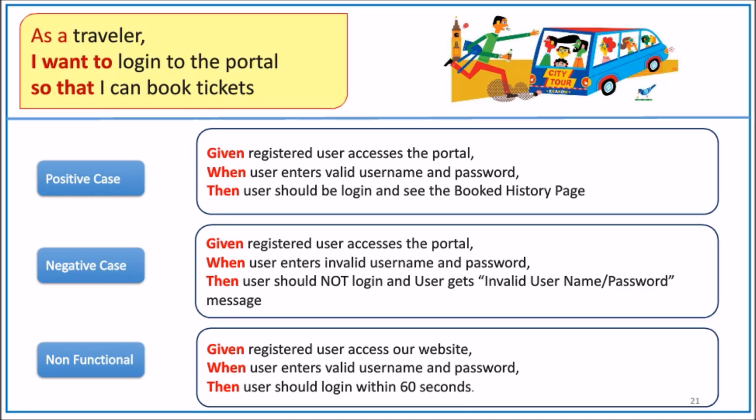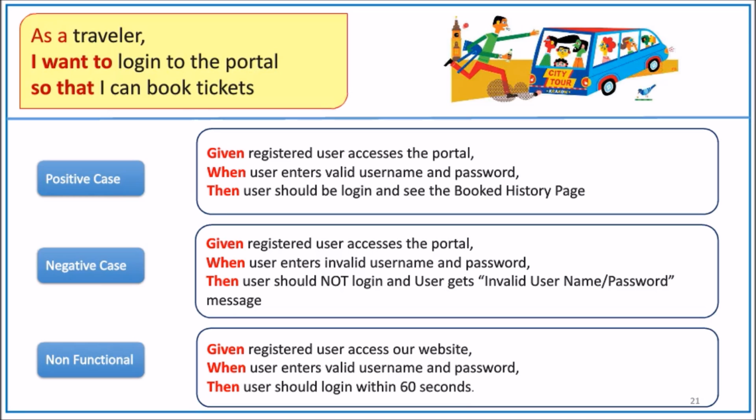The positive case, the condition of satisfaction is: given a registered user accesses the portal, when the user enters his or her valid username and password, then the user should be logged in and see the booked history page. So it's a positive case, meaning it's an expected scenario. This is the condition of satisfaction or acceptance criteria.